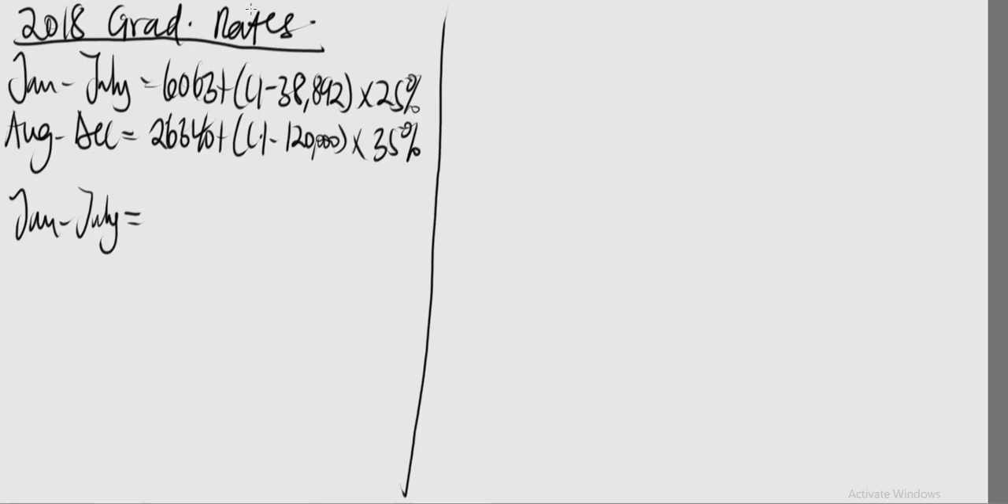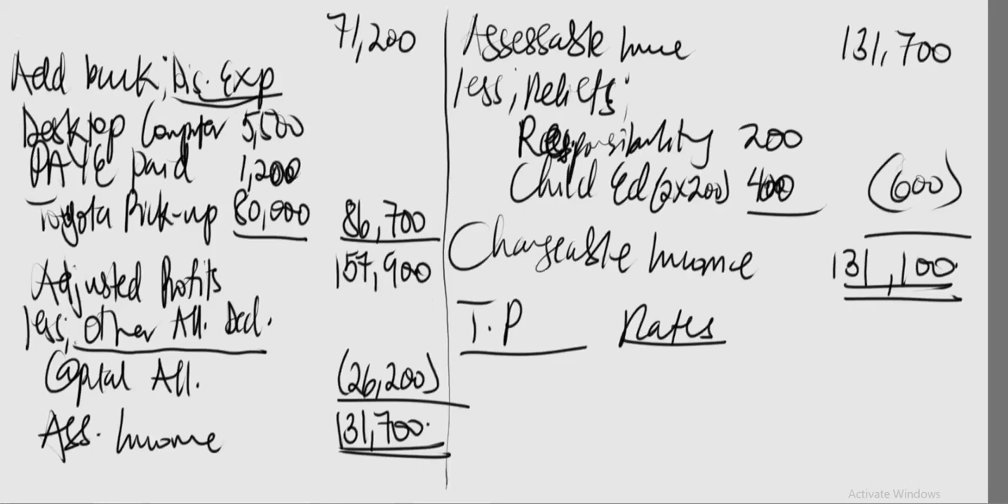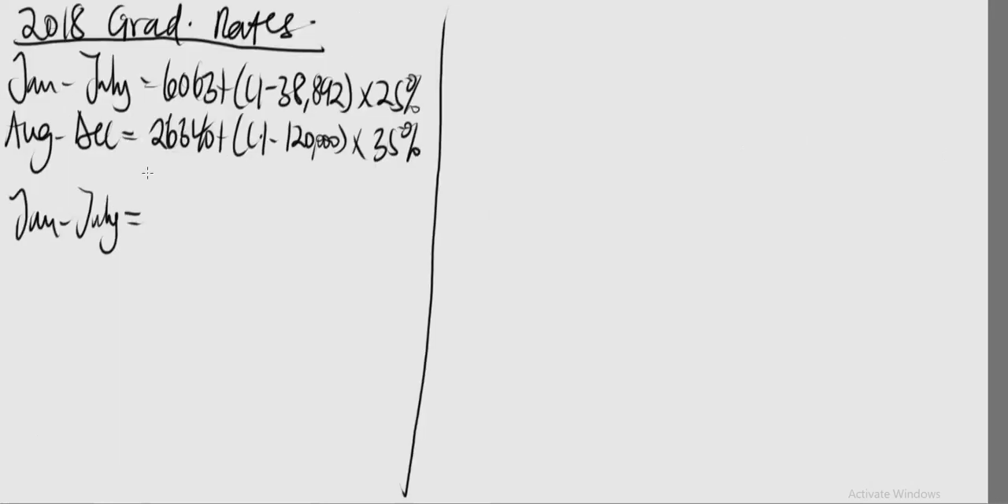So January to July, I think his income was 131,100. So we have 6,063 plus 131,100 minus 38,892, all at 25%. So that should give us his first income. But remember, this is for a whole year, so we take 7 months of it.